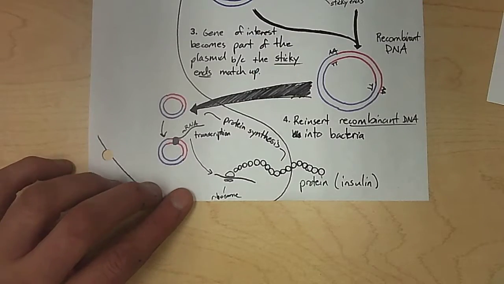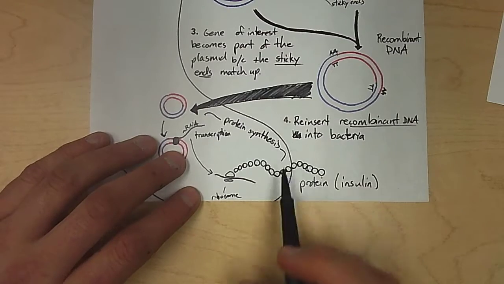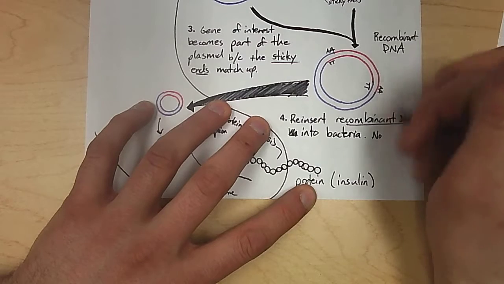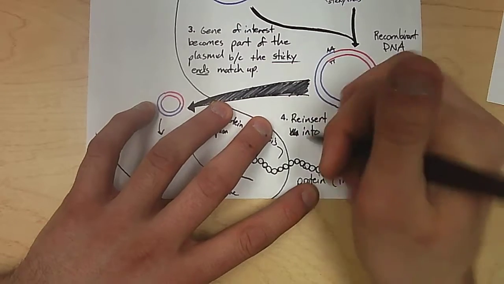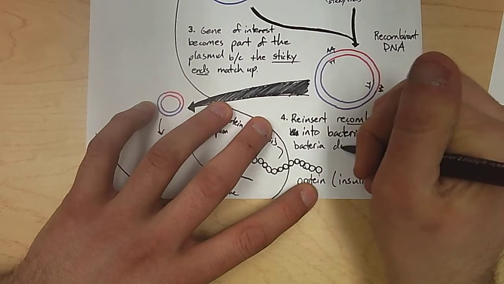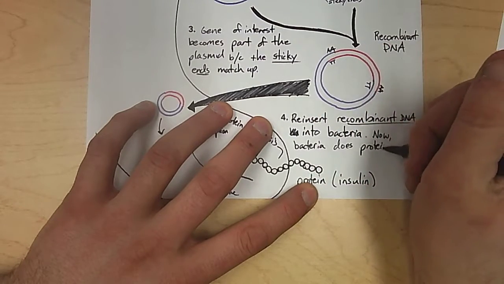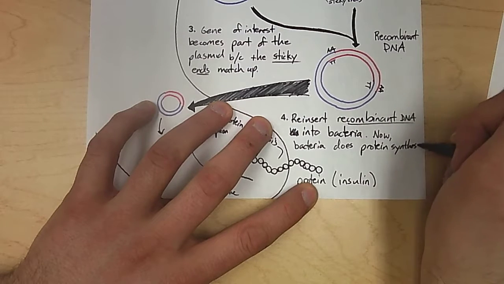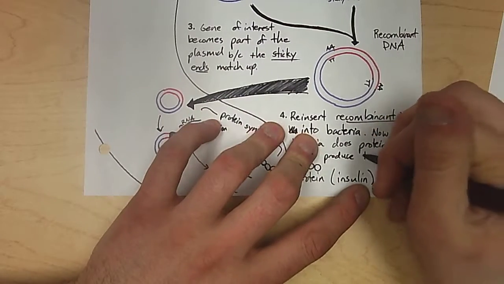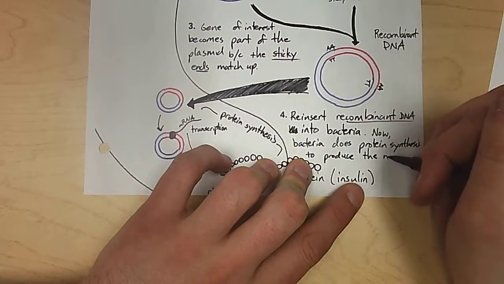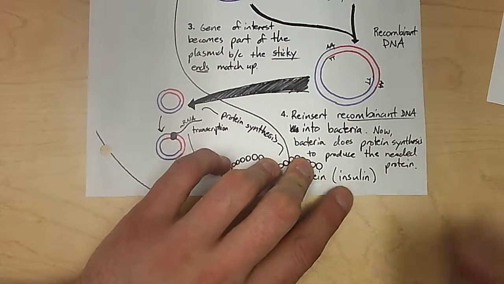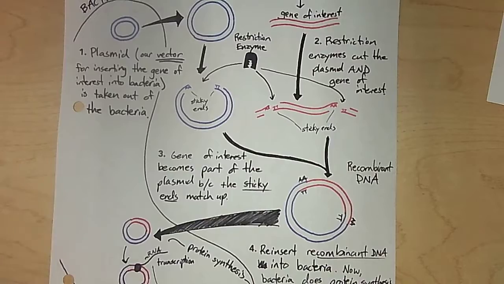So to summarize this process, we reinserted the recombinant DNA back into the bacteria, and now the bacteria does protein synthesis to produce the needed protein. All right. And that is recombinant DNA.